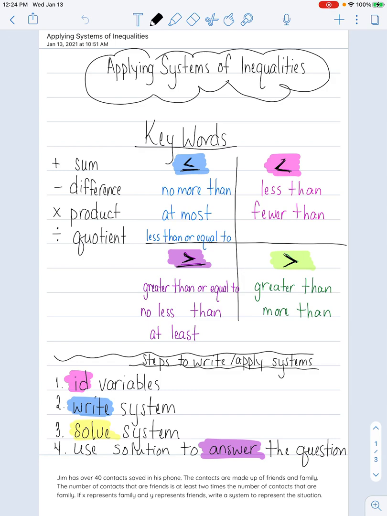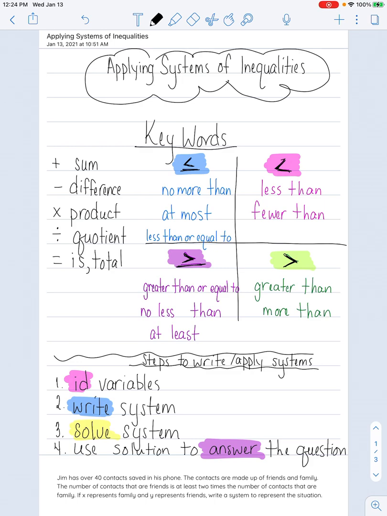Just as a quick reminder, on the left side, the answer to an addition problem is sum. That signals to put a plus sign. Minus is difference. Multiplication, the answer is a product. Division, the answer to that problem is a quotient. And also, many times the word is or total signals an equal sign. But we're talking today about inequalities.